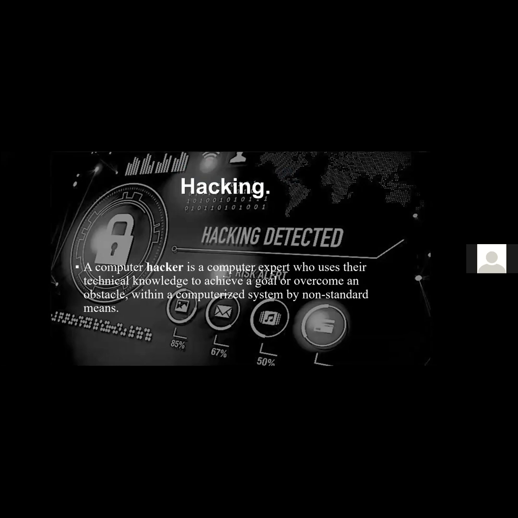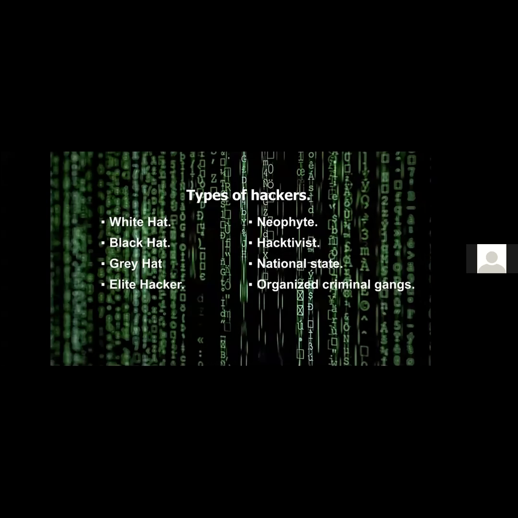A computer hacker is a computer expert who uses their technical knowledge to achieve goals, to overcome an obstacle within a computerized system by non-standard means. These are the types of hackers: white hat, black hat, gray hat, elite hacker, neophyte, hacktivist, nation state, and organized crime.